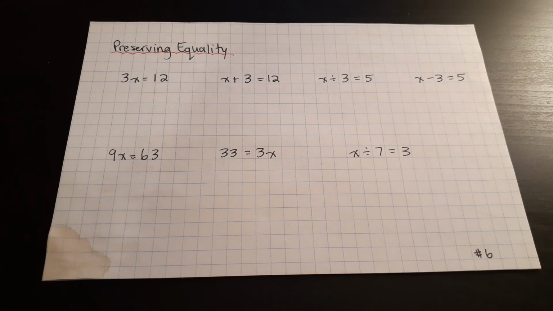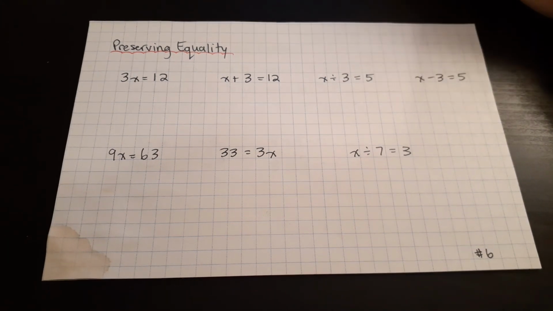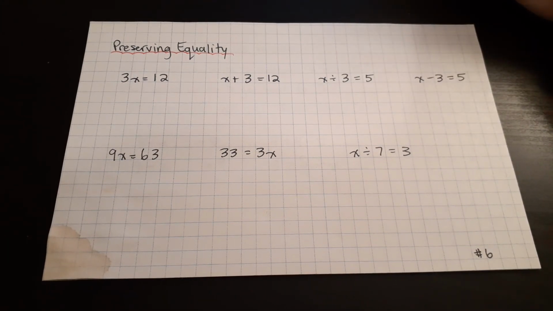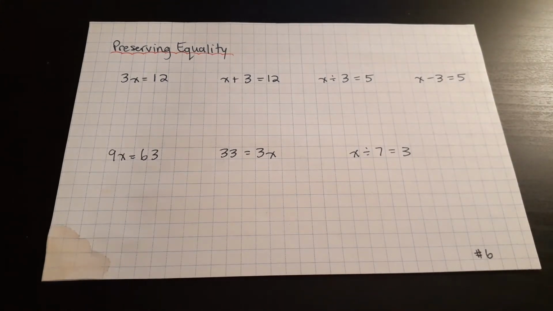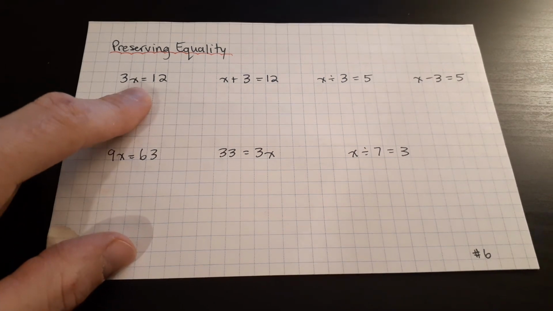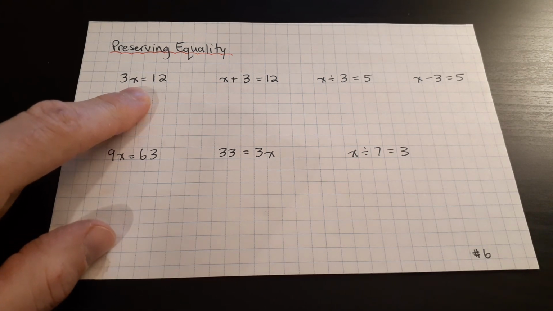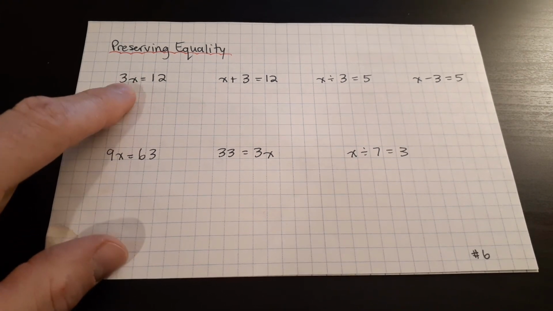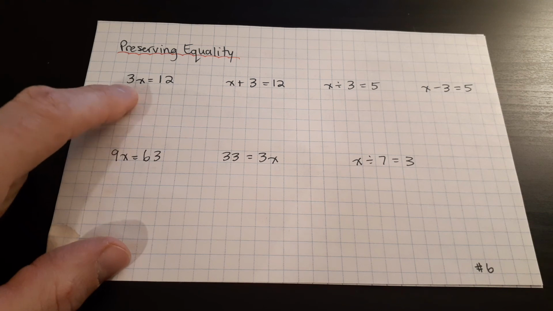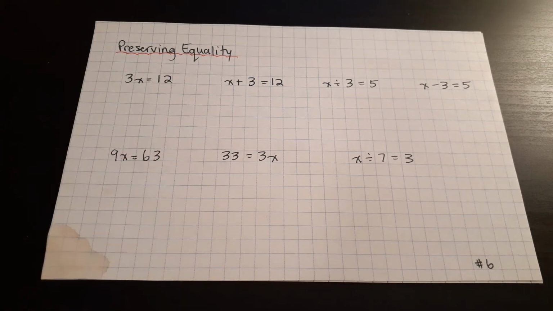The next step that we want to try is working on ways to preserve equality. We're going to look at this equation, 3x equals 12, and try to figure out what's done to the variable. Well, we are multiplying this variable by 3, and that is going to give us 12.